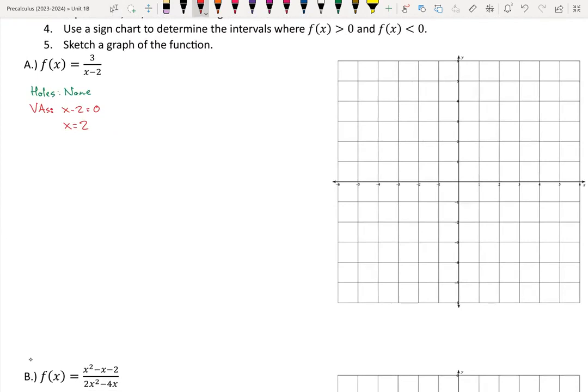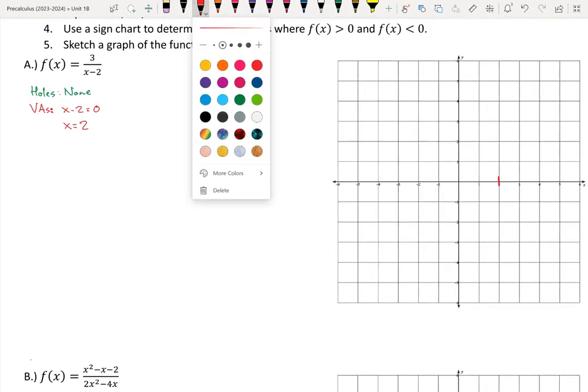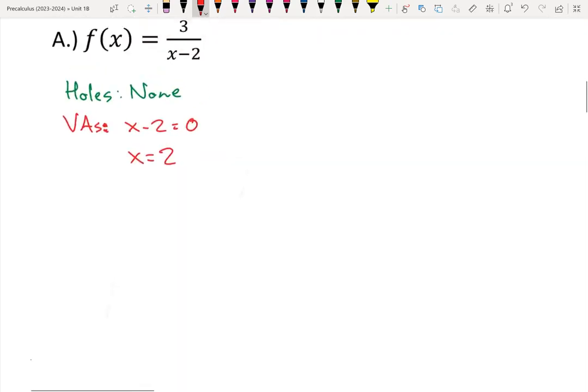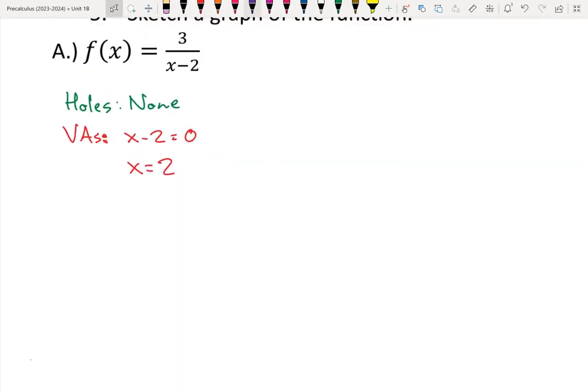Now, we can put that on our graph. So at positive 2, we are going to have a vertical asymptote. So just a nice dotted line at positive 2. Wherever you have a vertical asymptote, we're going to mark it with a vertical dotted line. All right, let's go ahead and find our next thing. Holes, we already talked about holes.